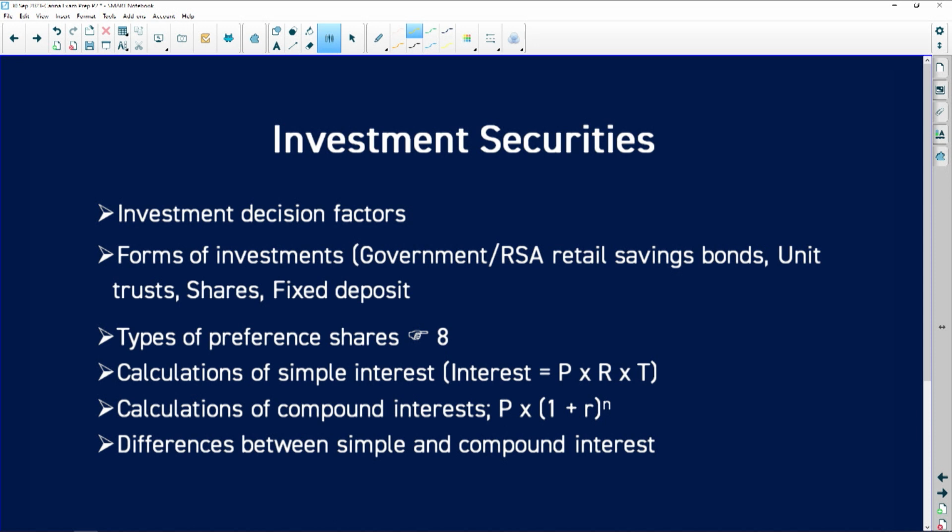There are also types of preference shares. Now, in the prelim, they gave a scenario of two people that bought two different types of shares. The one was ordinary shares, and the other one was preference shares. And then they asked an extension question of what kind of preference shares there are. Now, there are 8 types of preference shares, and I'm telling you that they are very important to know.